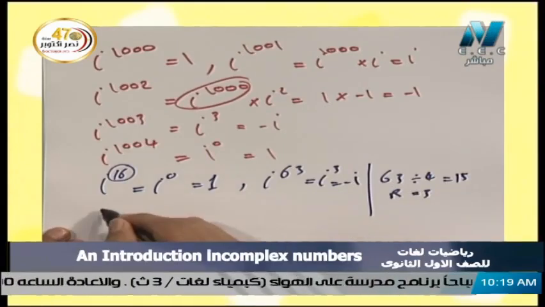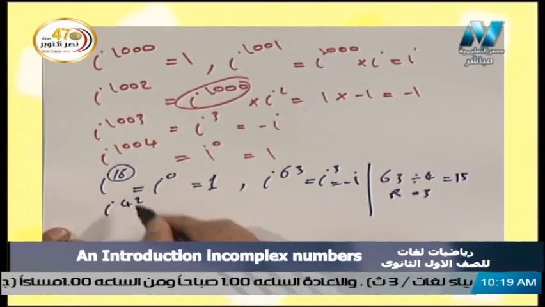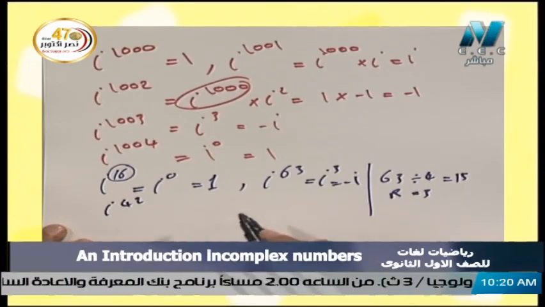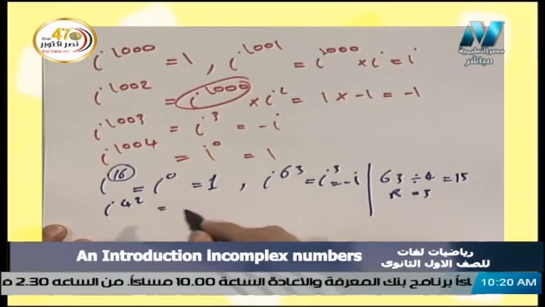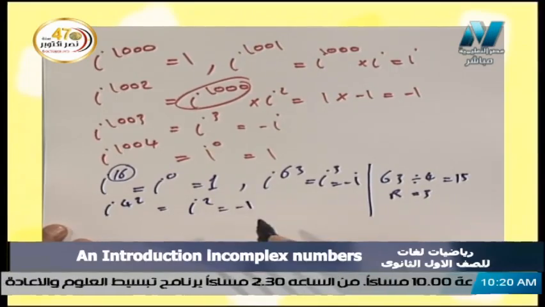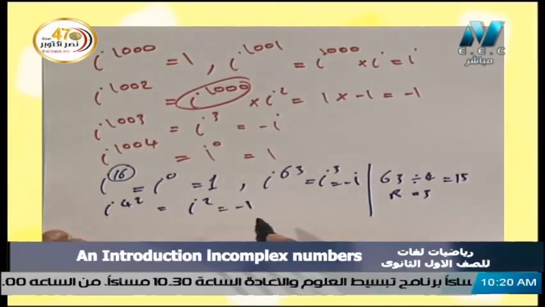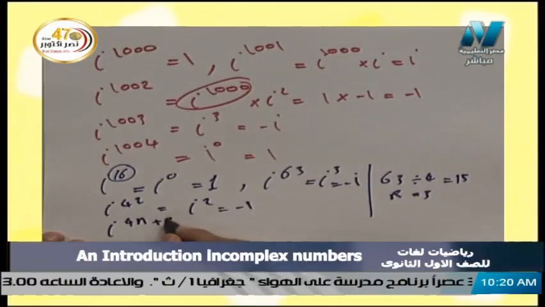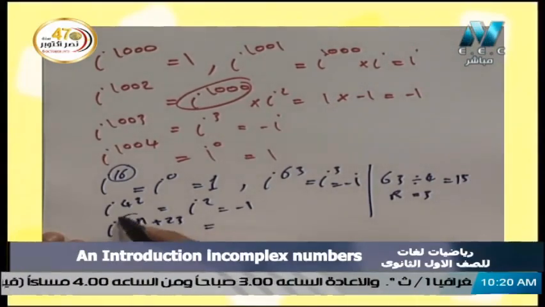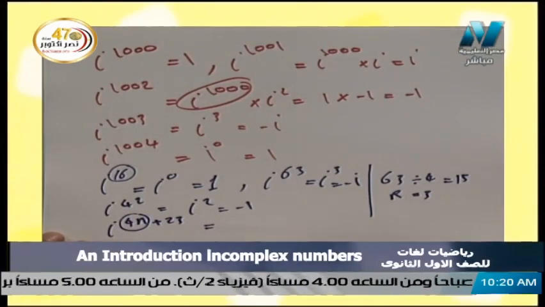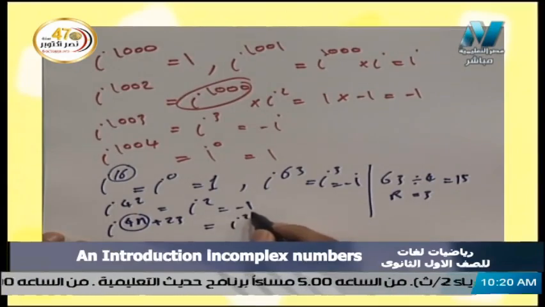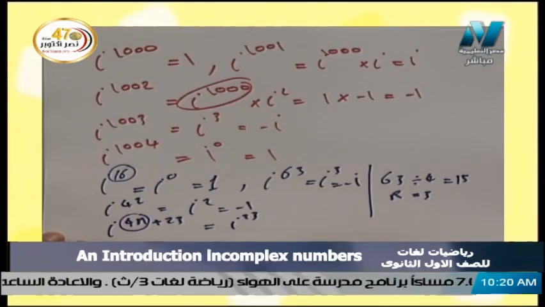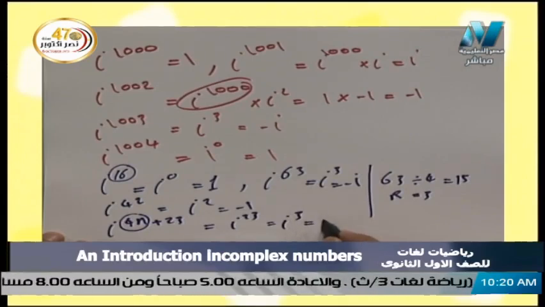What about i power 42? If we divide 42 by 4, the answer will be 10, and we have remainder 2, so i power 2, it's negative 1. What about i power 4n plus 23? We know that i power 4n is 1, multiplied by i power 23, and we know that 20 is divisible by 4. The remainder is i power 3, so it's negative i.